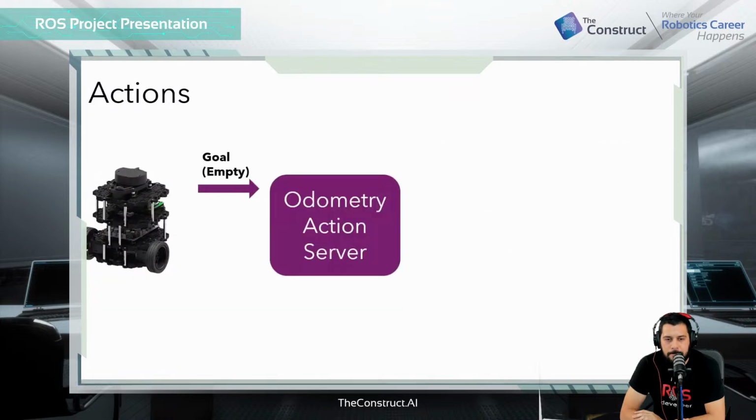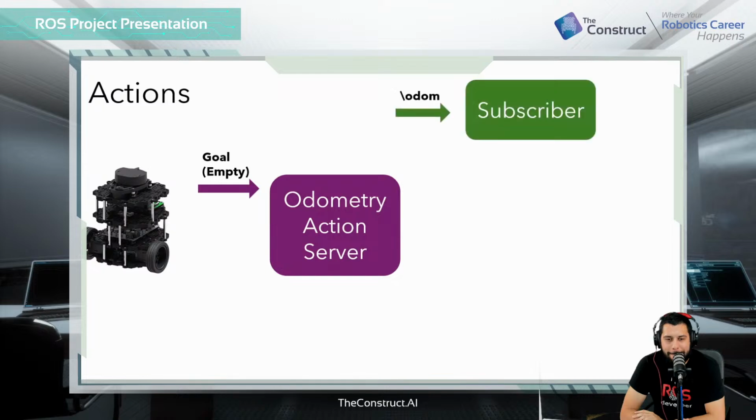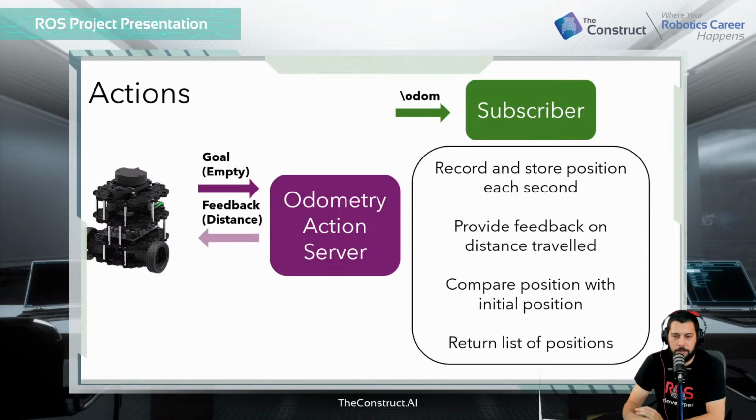So here we send the goal to the odometry action server, and the action server subscribes to the odom topic, so it gets the values about the position of the robot. Then in the code, we record and store each position, and then also we provide feedback already while it is still running.